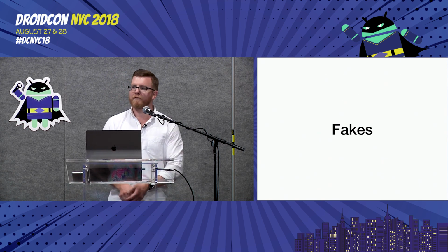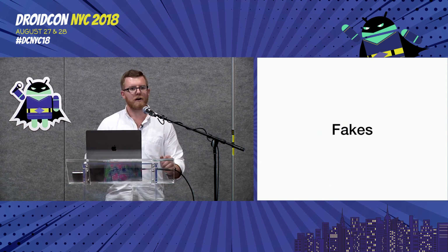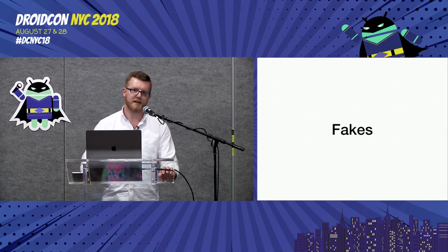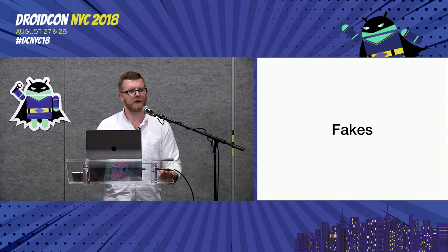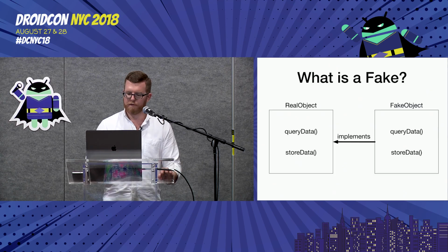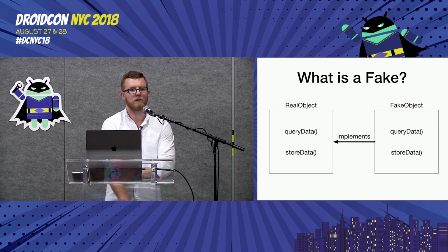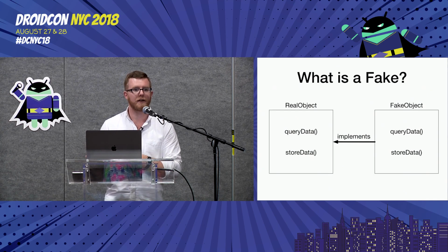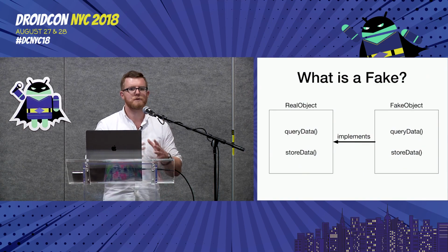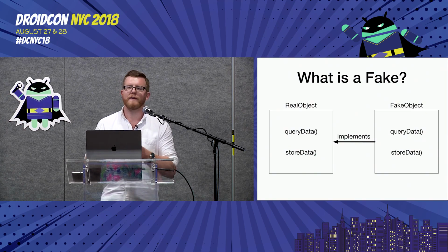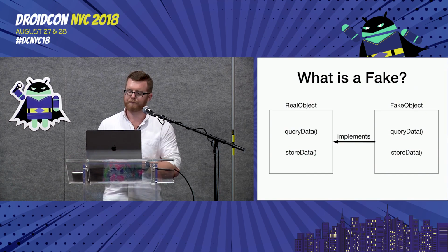Last up, we have fakes. Now, fakes are an interesting kind of test double in that they don't really show up in a lot of libraries. Fakes are actual Java or Kotlin implementations of a particular object. Fakes sort of strive to replace a real implementation with one that's better suited for testing.